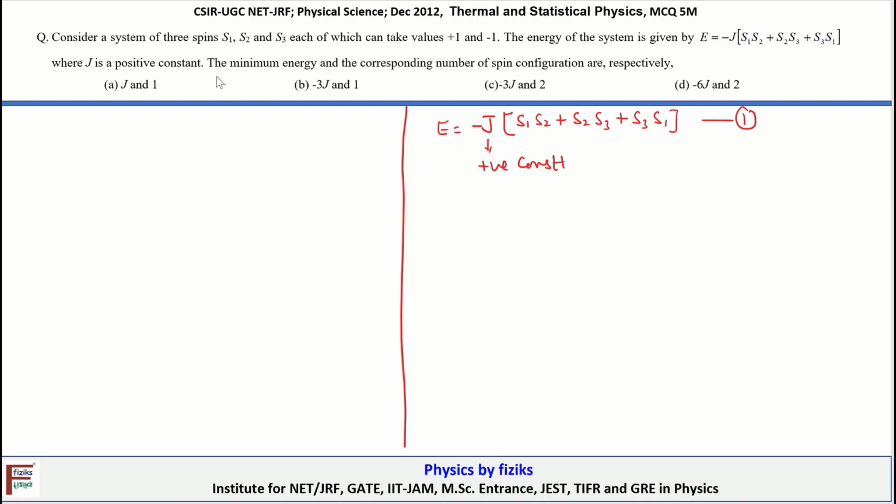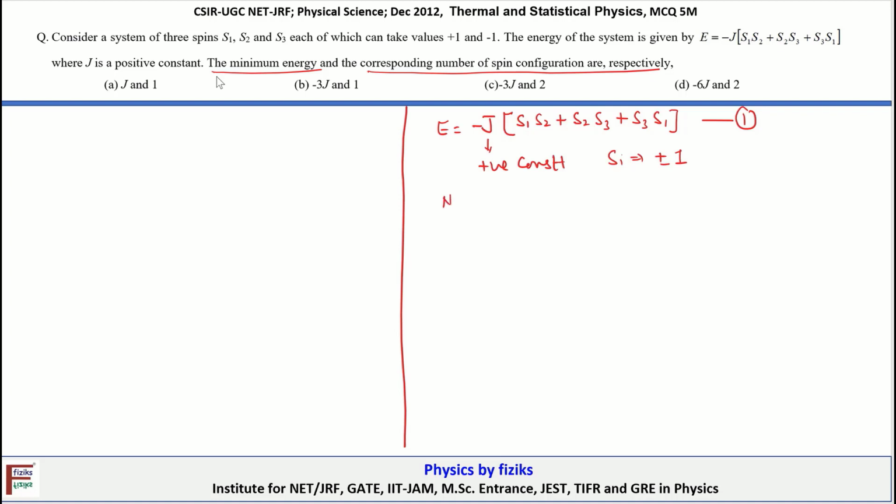We have to determine the minimum energy and the corresponding number of spin configurations for this particular system. Because each spin Si can take a value of +1 or -1, we will look for the possible configurations, and from there determine the minimum energy out of those feasible configurations, and the number of spin configurations for which the energy is minimum. Here we are given a spin system of 3 spins.